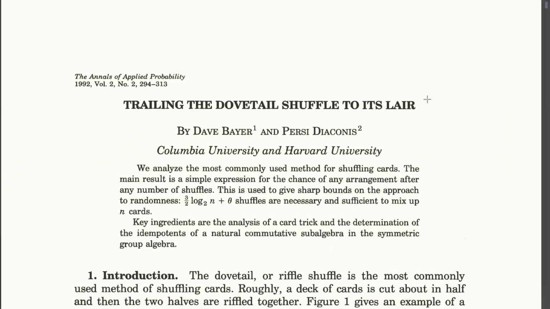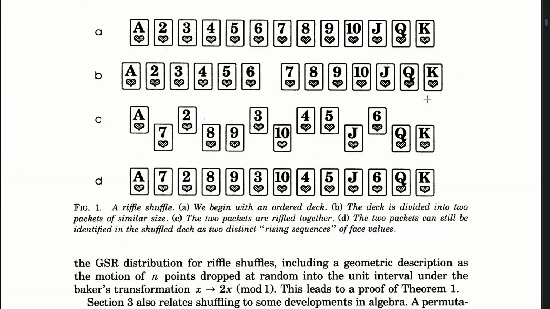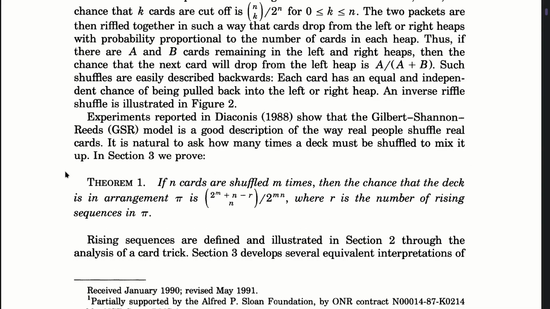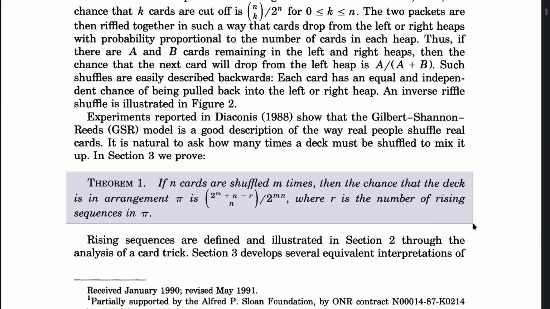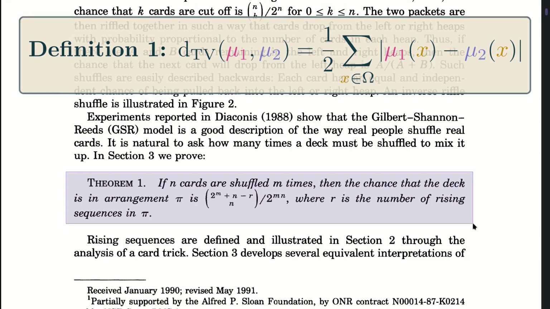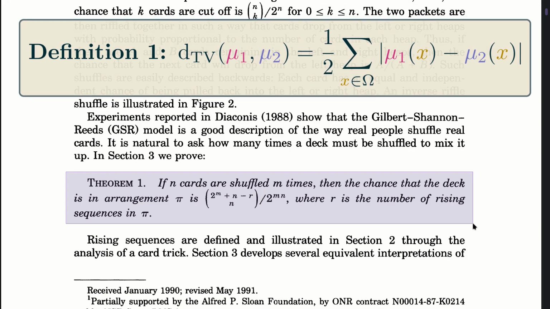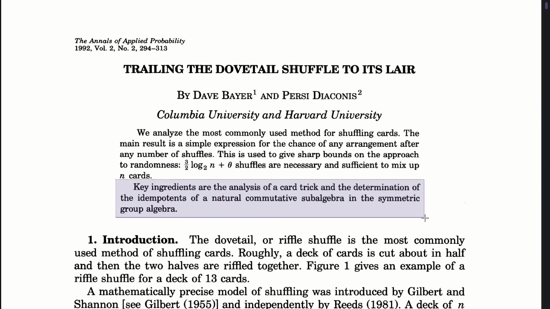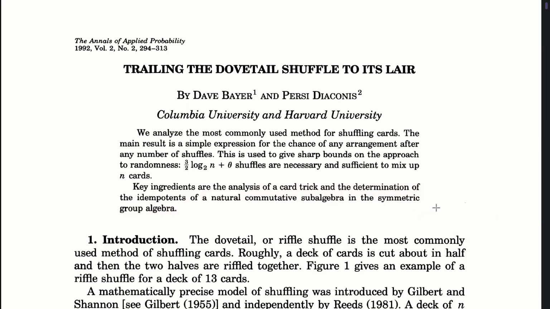That was done in a paper by Dave Bayer and Percy Diaconis, which is where I got this table in the first place. In the paper, they compute the exact probability distribution of the card arrangements after any number of riffle shuffles, and then use definition 1 for the total variation distance. This is pretty difficult, and they say that their proof relies on the analysis of a card trick and the determination of the idempotence of a natural commutative subalgebra in the symmetric group algebra. If that's the kind of thing you're into, then you can go ahead and give this paper a read.